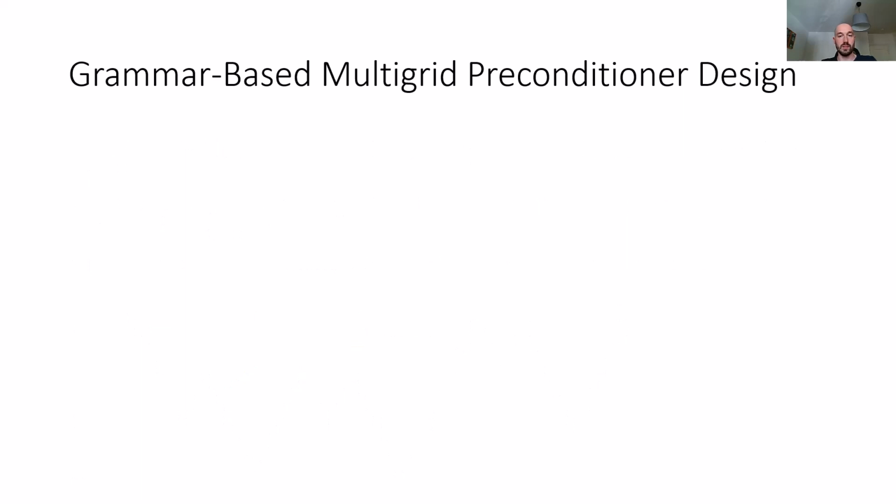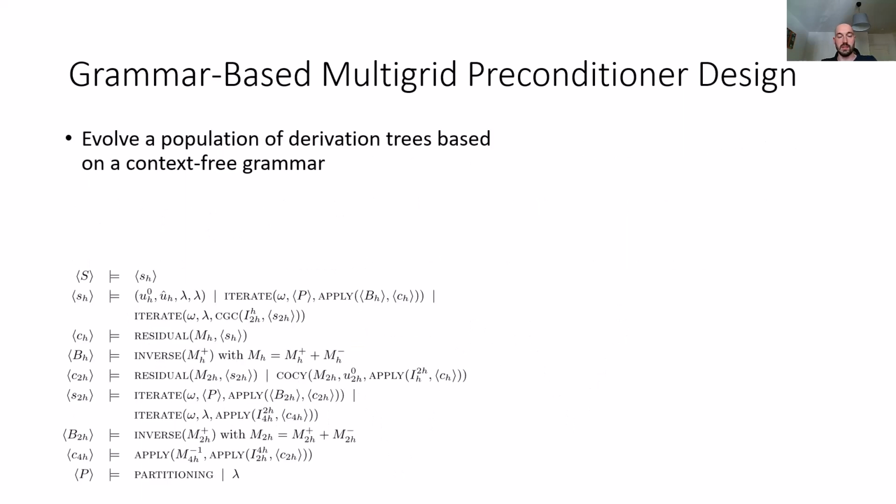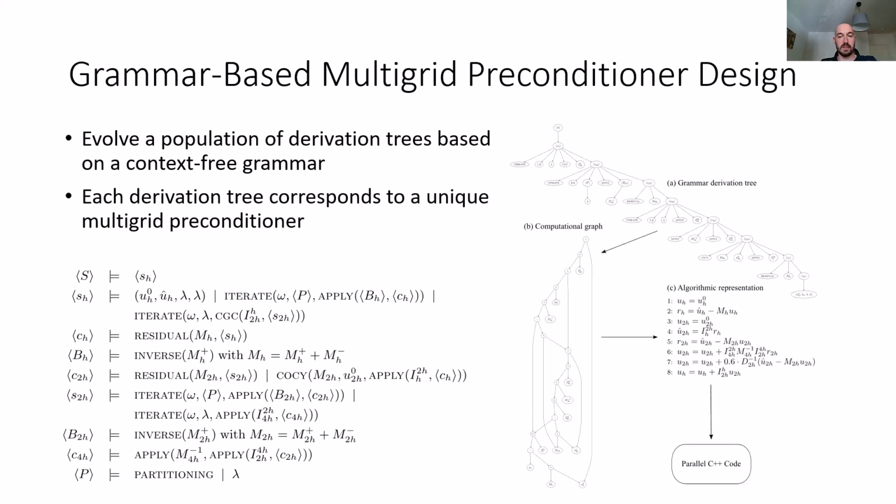So how can we do this in particular? As usual with grammar-guided genetic programming, we can evolve a population of derivation trees based on a context-free grammar, which is briefly shown here. But since each derivation tree corresponds to a unique multigrid preconditioner, we can also describe the process of getting an actual preconditioner from this grammar derivation tree representation.